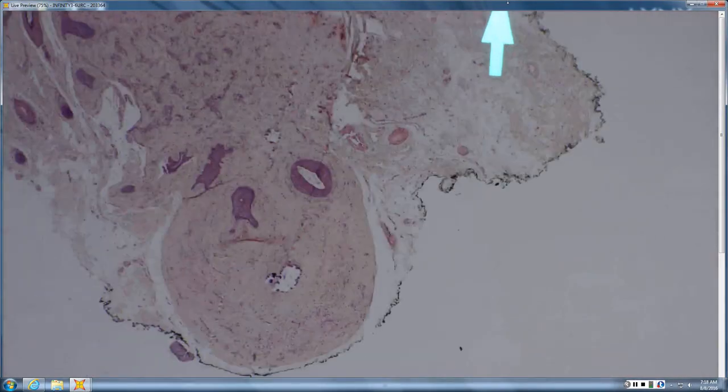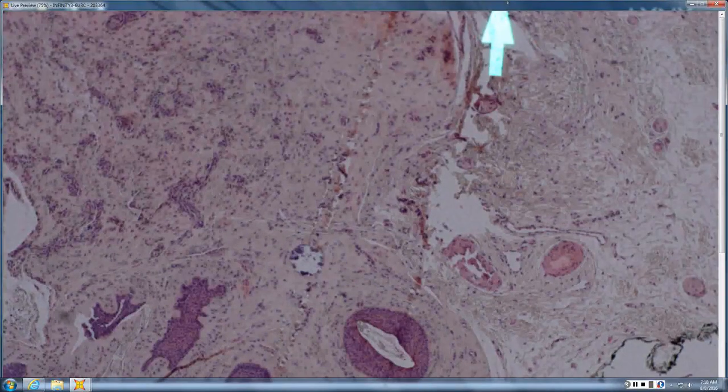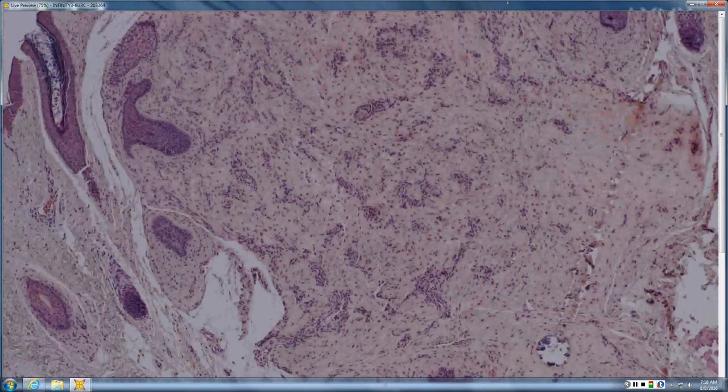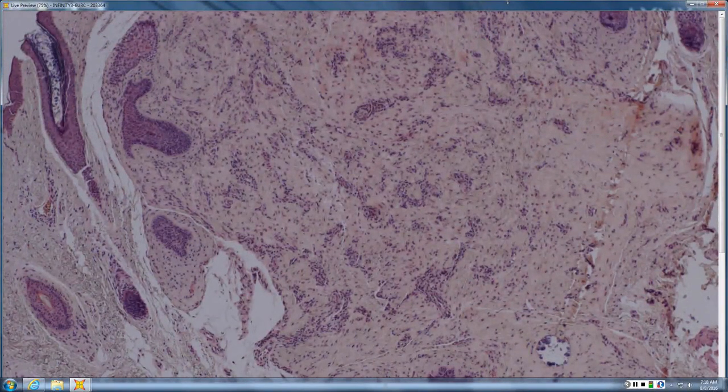This is your pink orb, fibrofolliculoma. So you have a fibrous pink orb in the dermis. You have islands of follicular epithelium, that's just normal follicle. But these islands have no mature hair shafts in them. Okay?